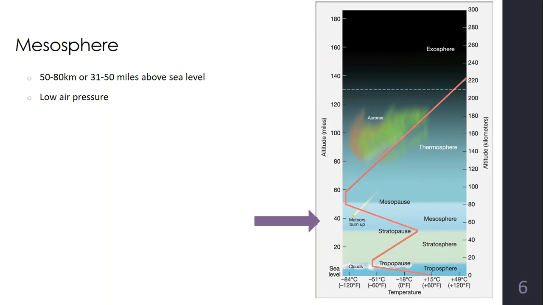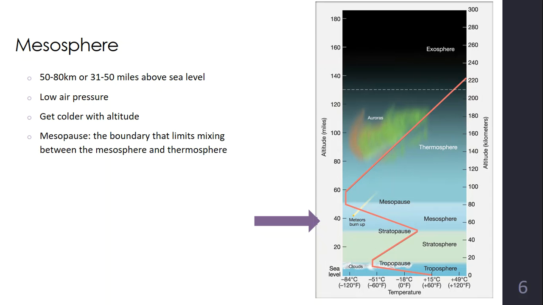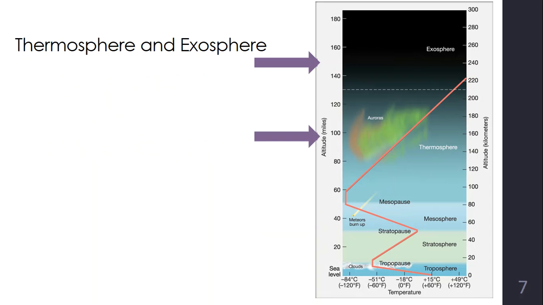There's extraordinarily low pressure in the mesosphere. It gets colder with altitude because there's almost nothing to hang on to. The mesopause is the boundary that limits mixing between the mesosphere and the thermosphere. It's also where meteors burn up, right? If you happen to see a shooting star, it's actually a meteor coming into planet Earth's atmosphere, and that's where it's going to get burnt up.